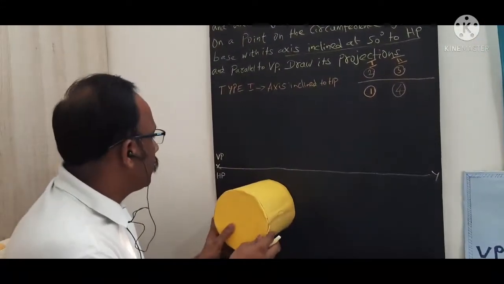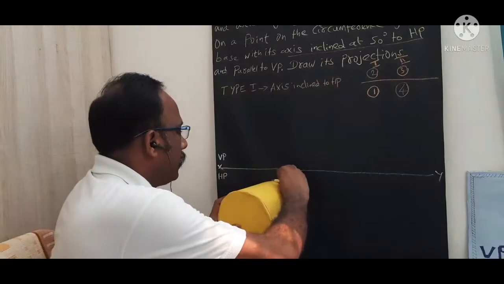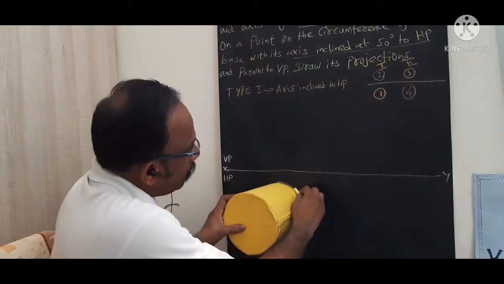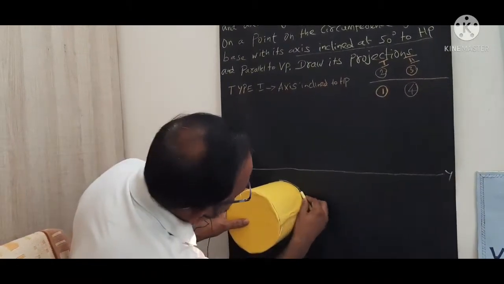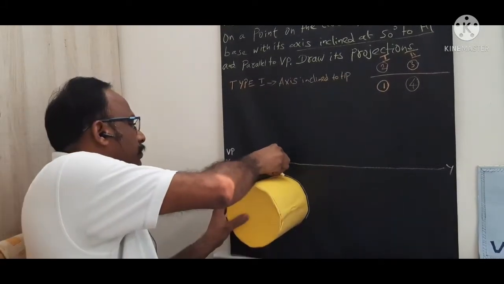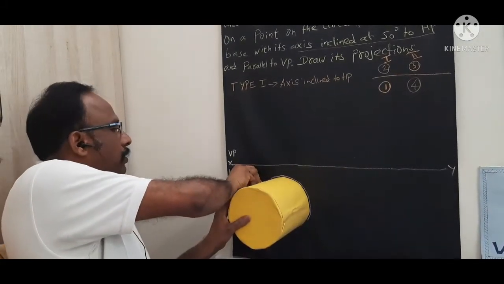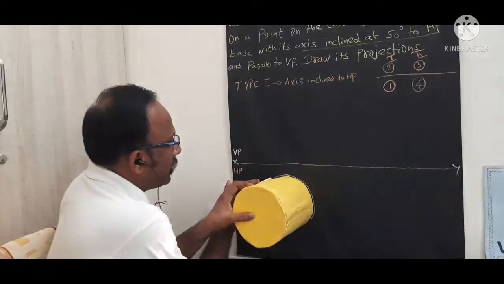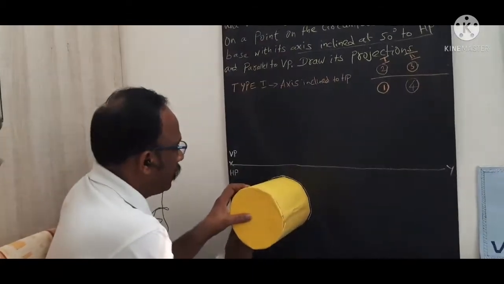So front view of the cylinder I am going to draw. You can use the compass for drawing this. I have the model, so for our reference purpose I have drawn. You can easily understand this, how we are going to draw this.